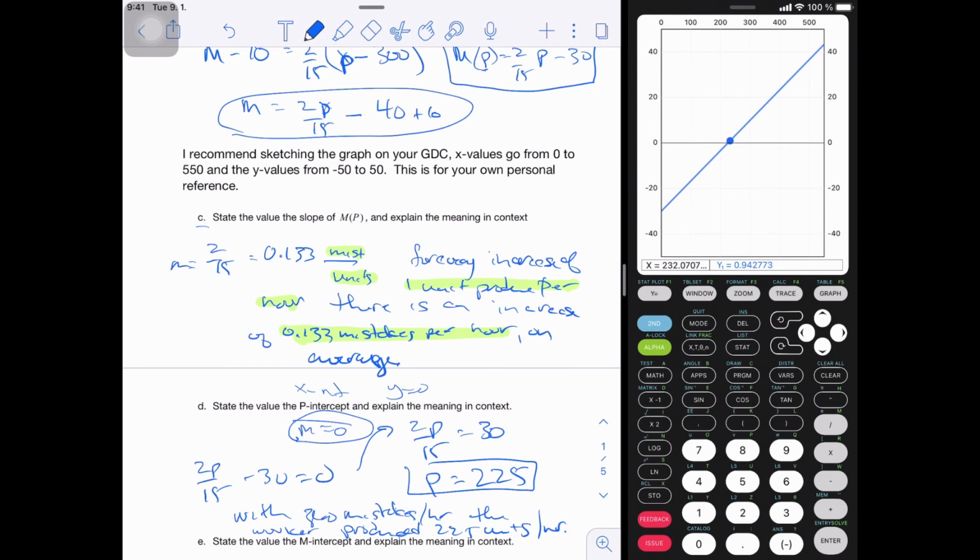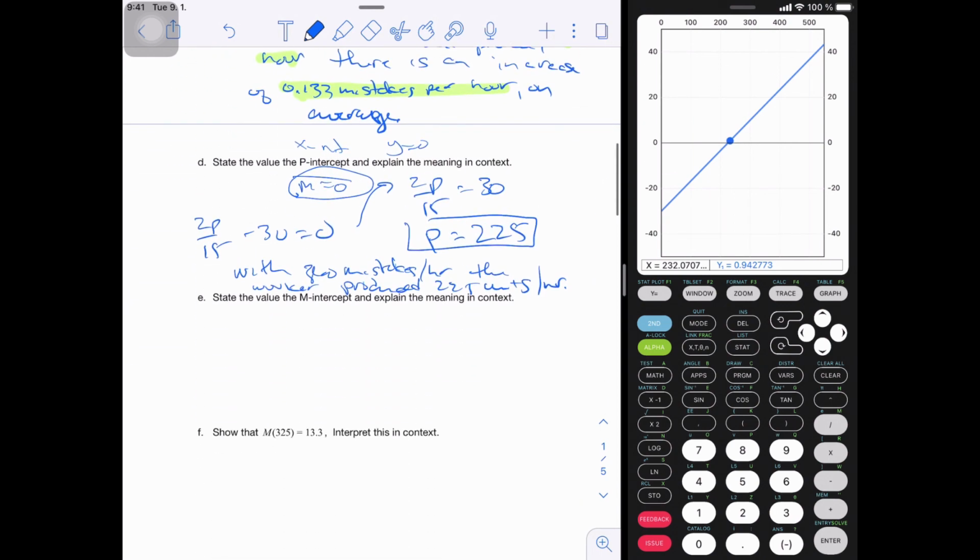That's what that intercept means. Moving on to state the value of the m-intercept. Well, this is like the y-intercept in this case, and that means x equals 0, which is our p-value equals 0. I know my equation is 2/15 p minus 30. So if p equals 0, that means m is equal to minus 30.